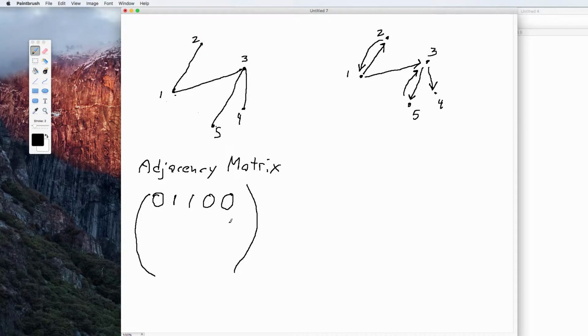And I'm going to repeat the same thing for all of the entries down here. So there is an entry from 2 to 1, and then I can see 2 is not connected to anything else.